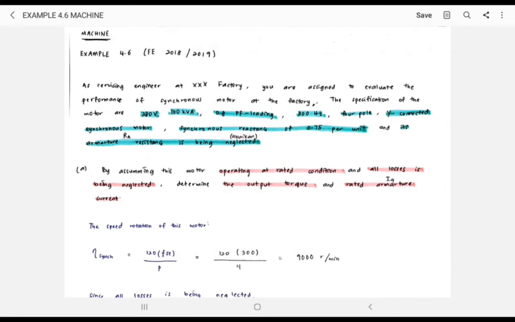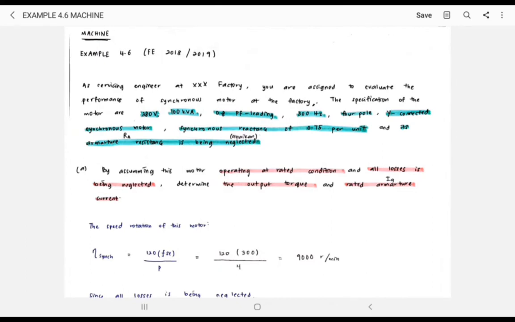I'm going to explain the solution for example 4.6, Final Exam 2018-2019. As a servicing engineer at XXX factory, you are assigned to evaluate the performance of a synchronous motor. The specifications of the motor are 380 volt, 100 kVA, 0.8 PF leading, 300 Hz frequency, 4 pole, Y-connected synchronous motor, synchronous reactance of 0.75 per unit, and its armature resistance is neglected.